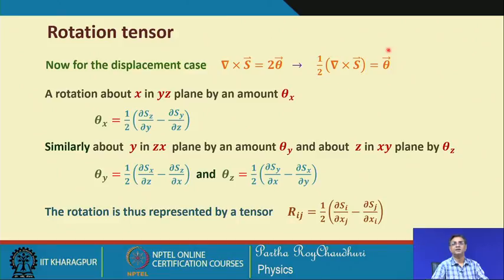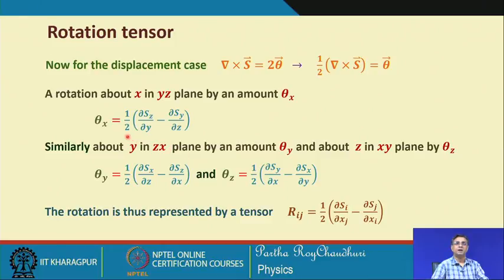If I now write it component wise, then the rotation about x in the y z plane by an amount theta x can be represented by, look at this, if I take the x component of theta, then I will have to take the x component of this quantity, which will be del S z by del y minus del S y by del z. So, this is your theta x, but if we take del S y by del z minus this, then this will represent minus theta x. Similarly, theta y is this, the y component of this vector on either side, and the z component of this vector on either side will give me this quantity.